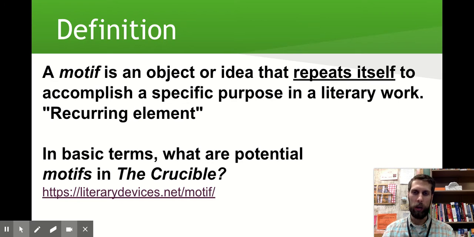So what are these recurring elements? I'm always asking you to look for patterns. Motif is just another word you can use in your toolkit to notice patterns, to see how they build on one another, and to see how authors use them in their artistic vision and their critical vision for a work as a whole. So we'll ask, what are potential motifs in The Crucible, just because it's nice to have an example, and that's the work that we are currently looking at in my class.